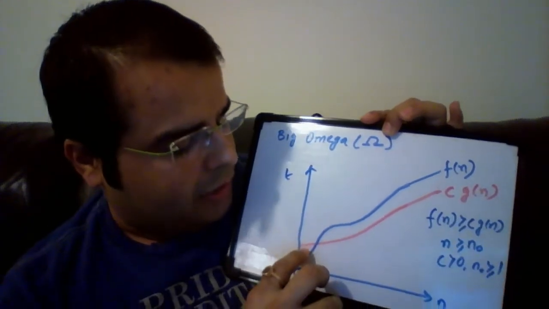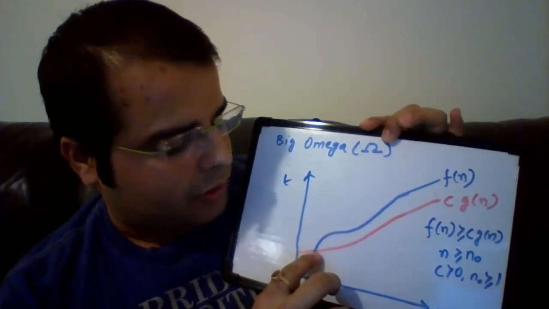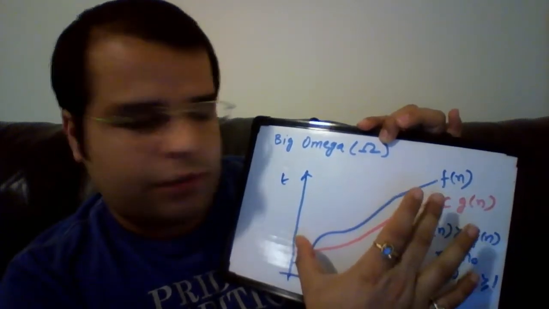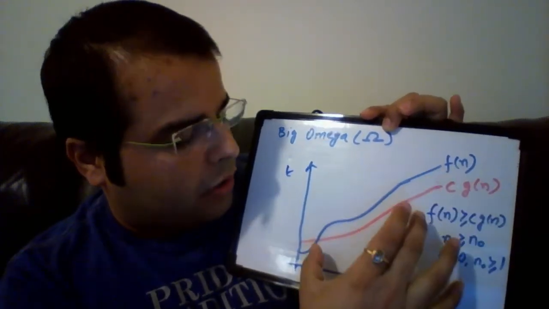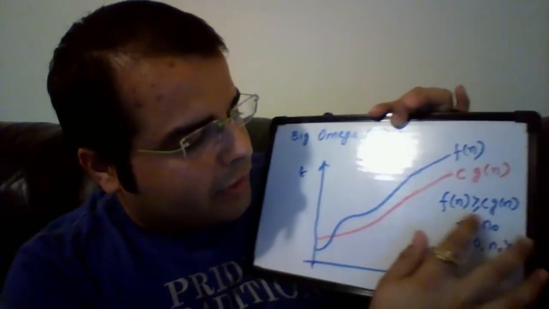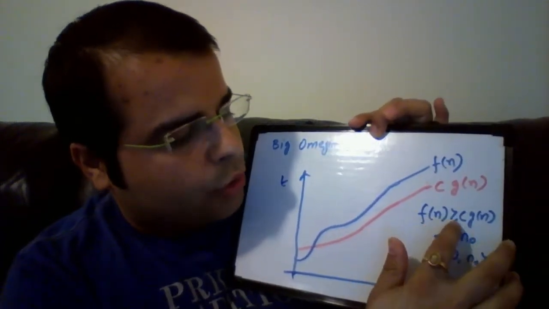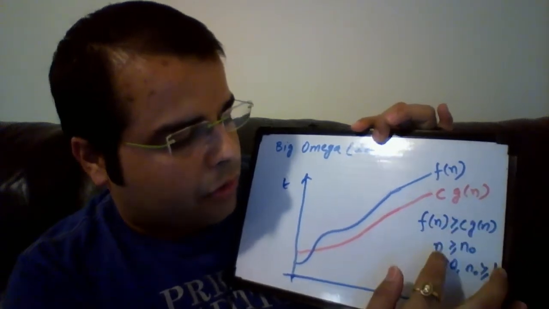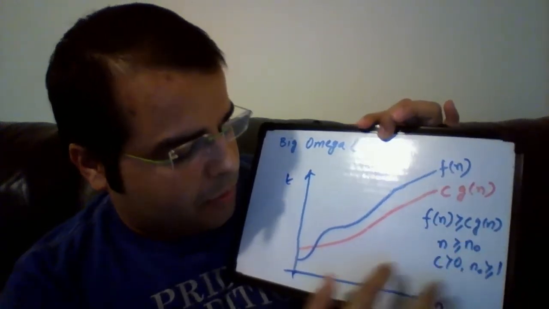such that the lower bound is going to be lower than the time complexity of this function f of n for all the inputs n, given that the function f of n should be greater than or equal to c of g of n. C is again a constant and n is the number of inputs.